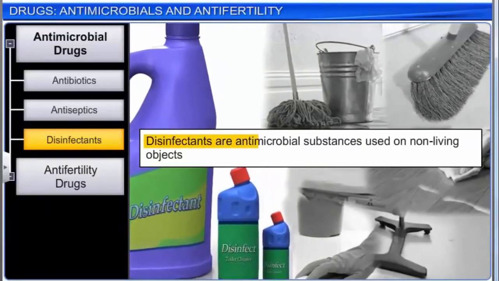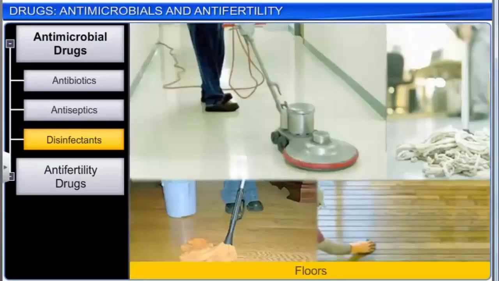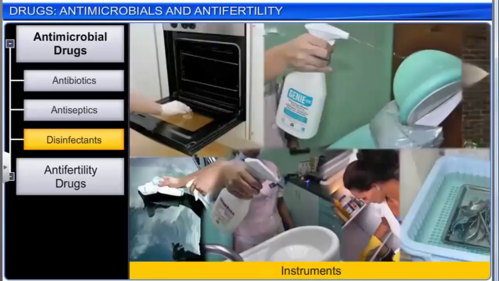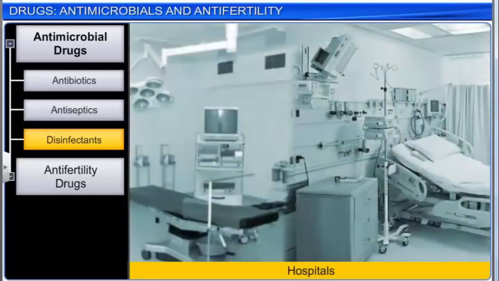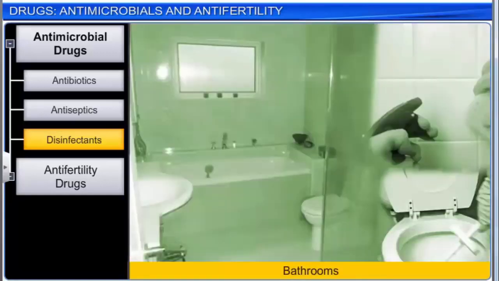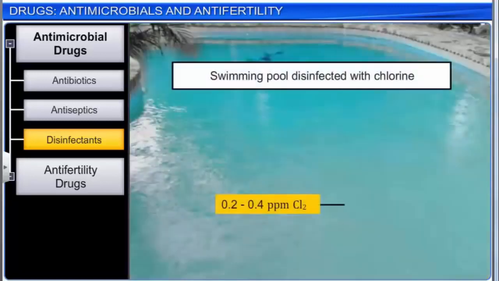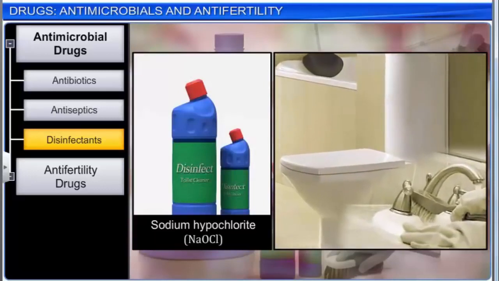Disinfectants are antimicrobial substances used on non-living objects such as floors, drainage systems, and instruments. Disinfectants are frequently used in hospitals, dental surgeries, kitchens, and bathrooms to kill infectious organisms. Chlorine in the concentration of 0.2 to 0.4 parts per million in an aqueous solution is used as a disinfectant. Similarly, a sodium hypochlorite solution is used to disinfect drains and toilets.